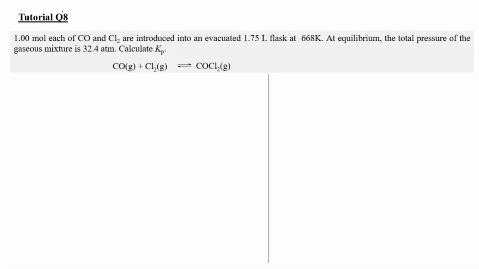So for tutorial question 8, 1.00 mole each of the carbon monoxide and chlorine gas are introduced into an evacuated 1.75 liter flask at 668 Kelvin. At equilibrium, the total pressure of the gaseous mixture is 32.4 atm. So we have to calculate the Kp. So the equation is given here, which is the carbon monoxide gas reacting with the chlorine gas in order to produce 1 mole of COCl2 gas.